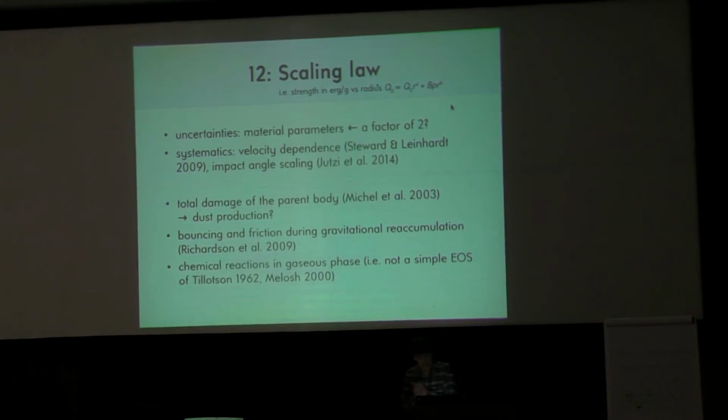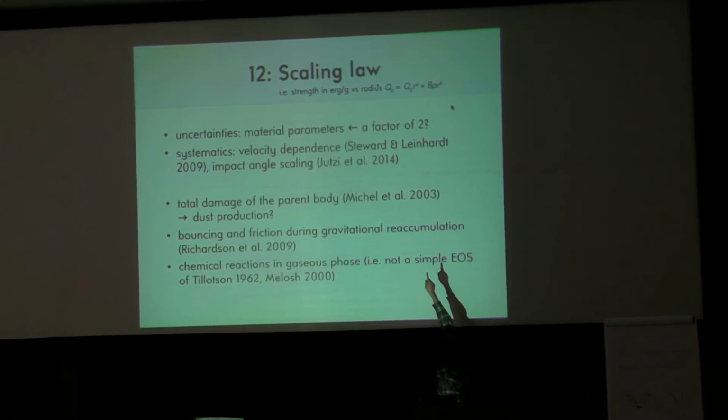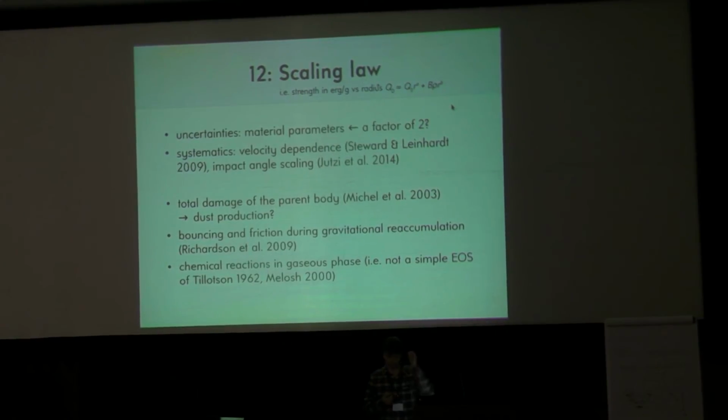Number 12, the scaling law, the usual relation between strength and size. Uncertainties are mostly related to material parameters, of course. And what about the systematics? I want to emphasize 2. There might be a velocity dependence, which is not included in the formula above, or there might be an important impact angle scaling, as suggested by the authors.